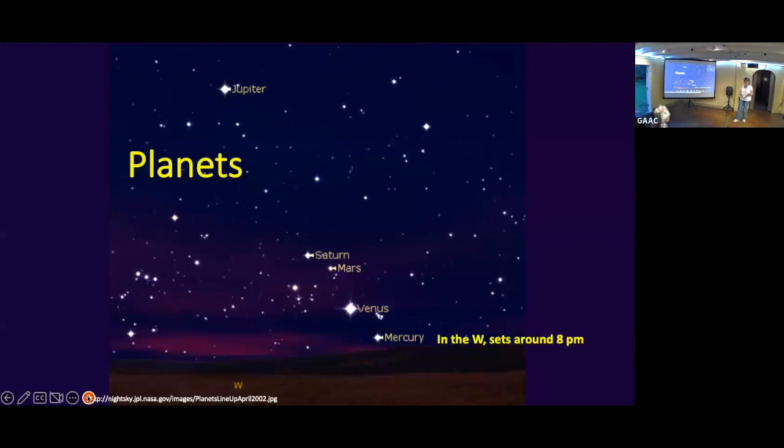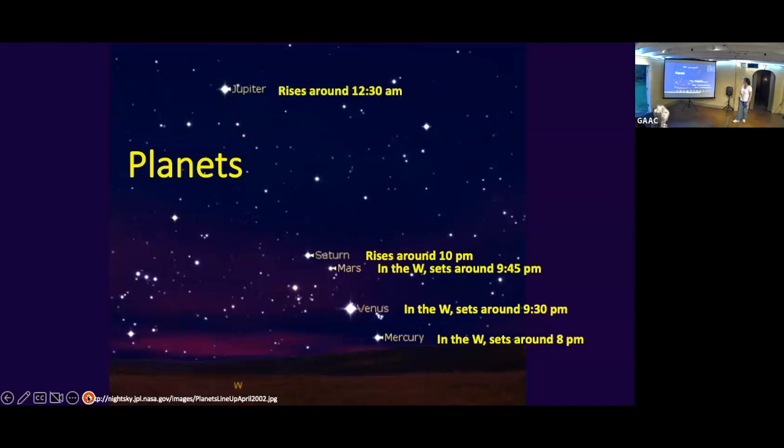It sets around 8 p.m., so it's already gone. Venus in the west sets around 9:30 p.m. Mars is now in the west, and it sets around 9:45. So if we get out once it's dark, we might be able to still see that. And Saturn rises around 10, so it probably won't get above the trees for us to see it tonight anytime soon. And then Jupiter rises around 12:30 at night.